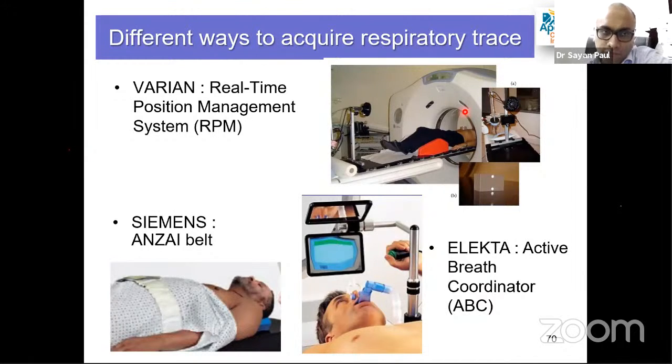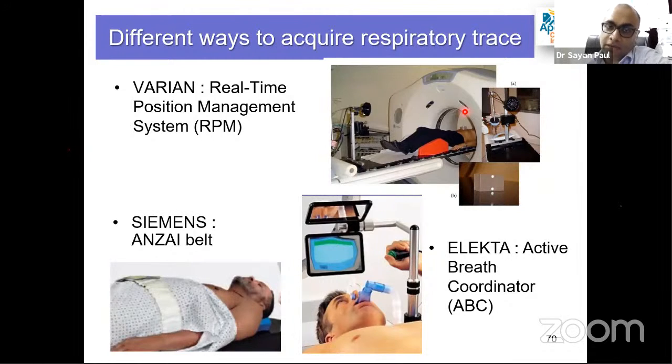There are different tools, like Varian's Real-time Position Management, or RPM. Elekta has ABC, the Active Breathing Coordinator. Siemens has a belt. Philips has a belt or bellows on the diaphragm, and it tracks the respiratory motion, the movement of the diaphragm.